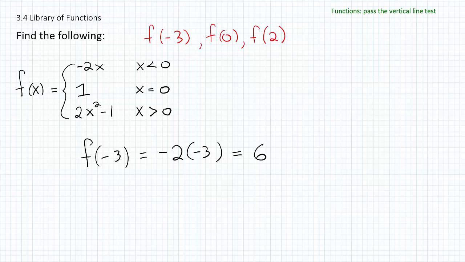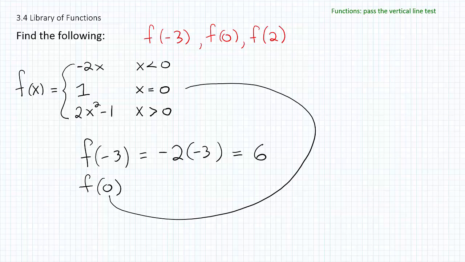All right, let's do the same thing for f of 0. Well, in that case, we're going to plug it into this piece of the function because that's what we use for x equals 0. All right, so it says simply to use the value 1. So when x is 0, f of 0, or f of x, is just 1.